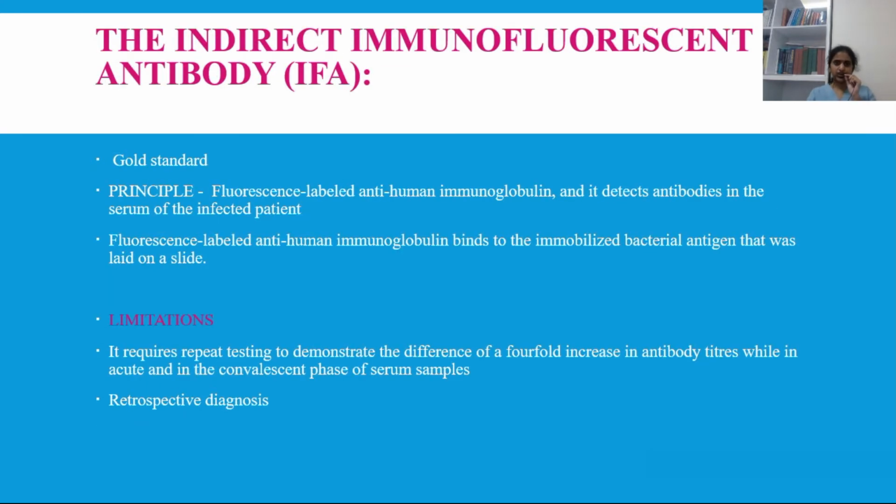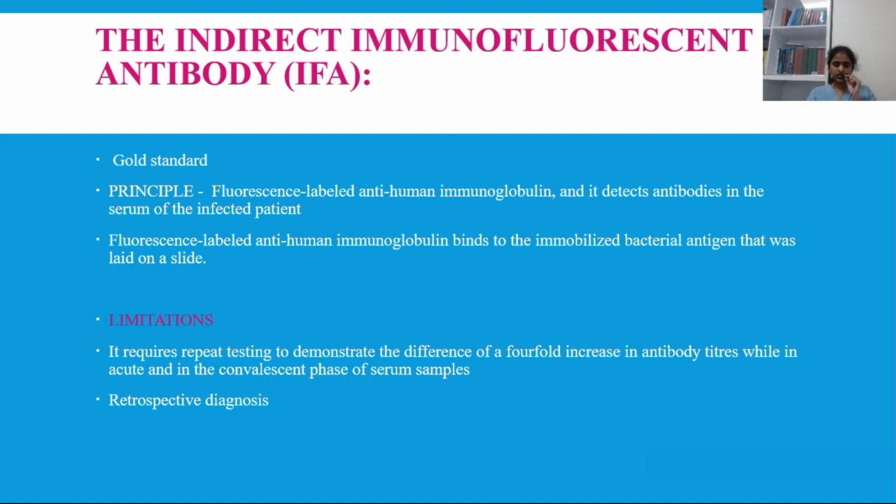Another test, the indirect immunofluorescent antibody. It's basically the gold standard test to diagnose scrub typhus. In this test, we use fluorescent labeled anti-human immunoglobulins to detect antibodies in the serum of the patient. The fluorescent labeled anti-human immunoglobulins bind to immobilized bacterial antigen that was laid on a slide. So it basically detects scrub typhus antibodies with the help of fluorescence labeled antibodies.